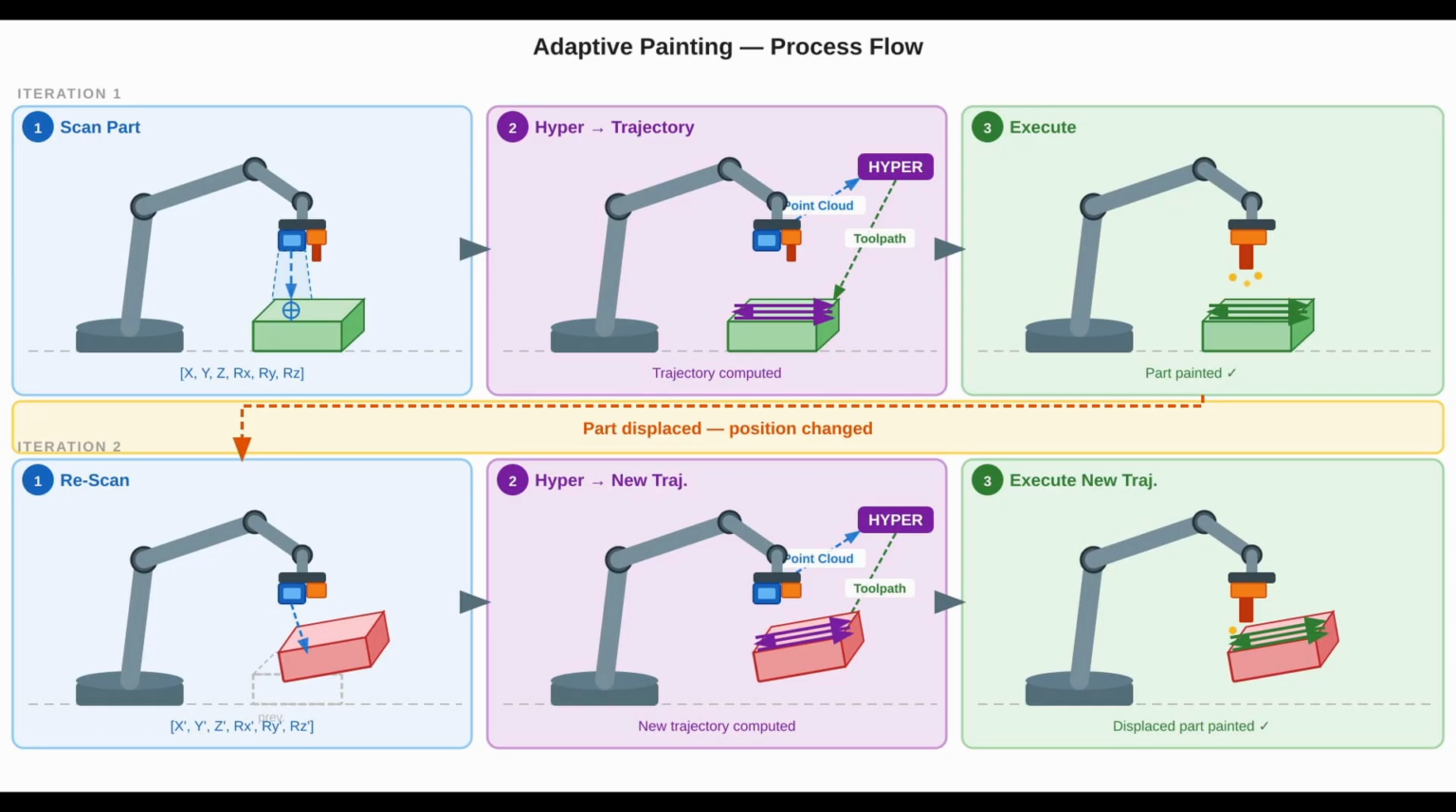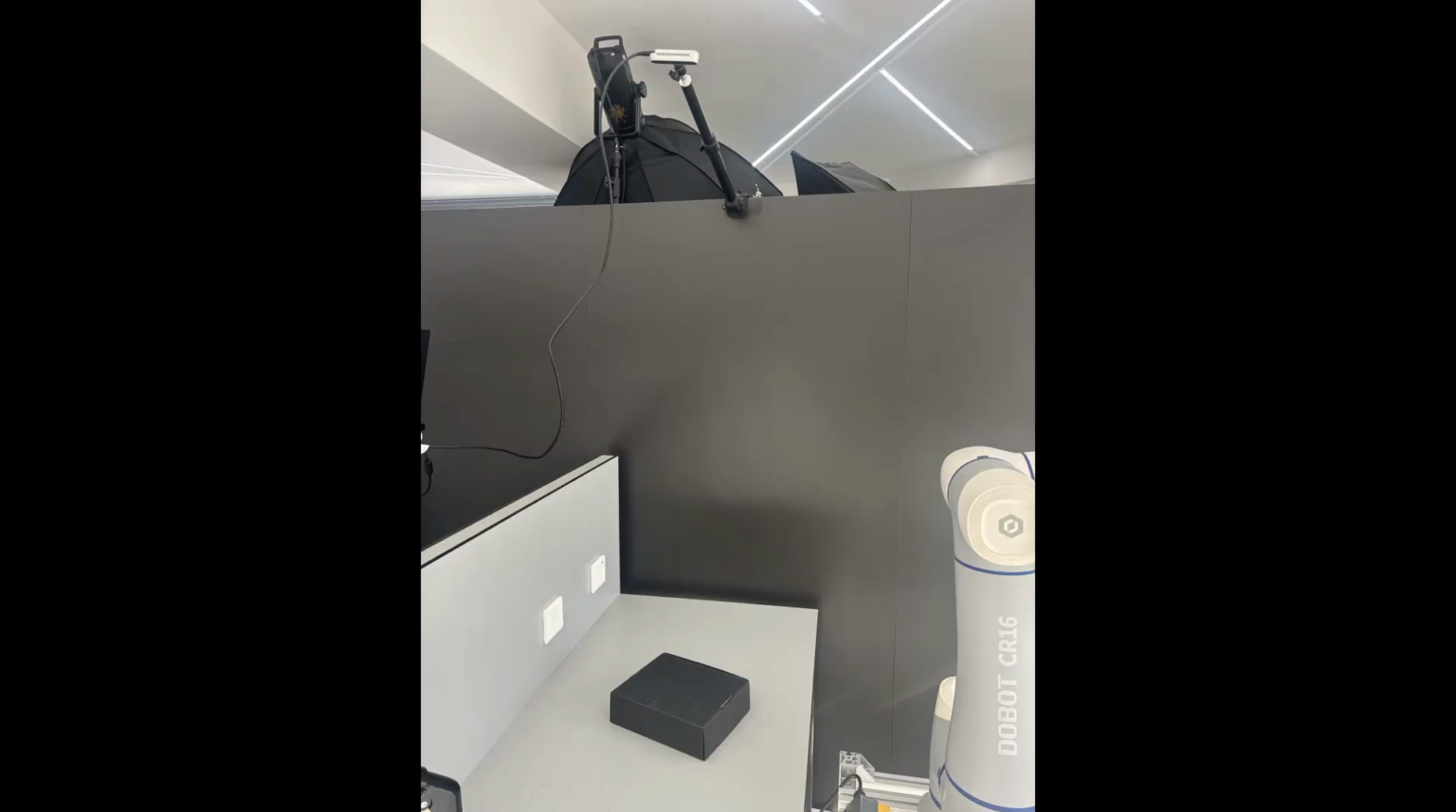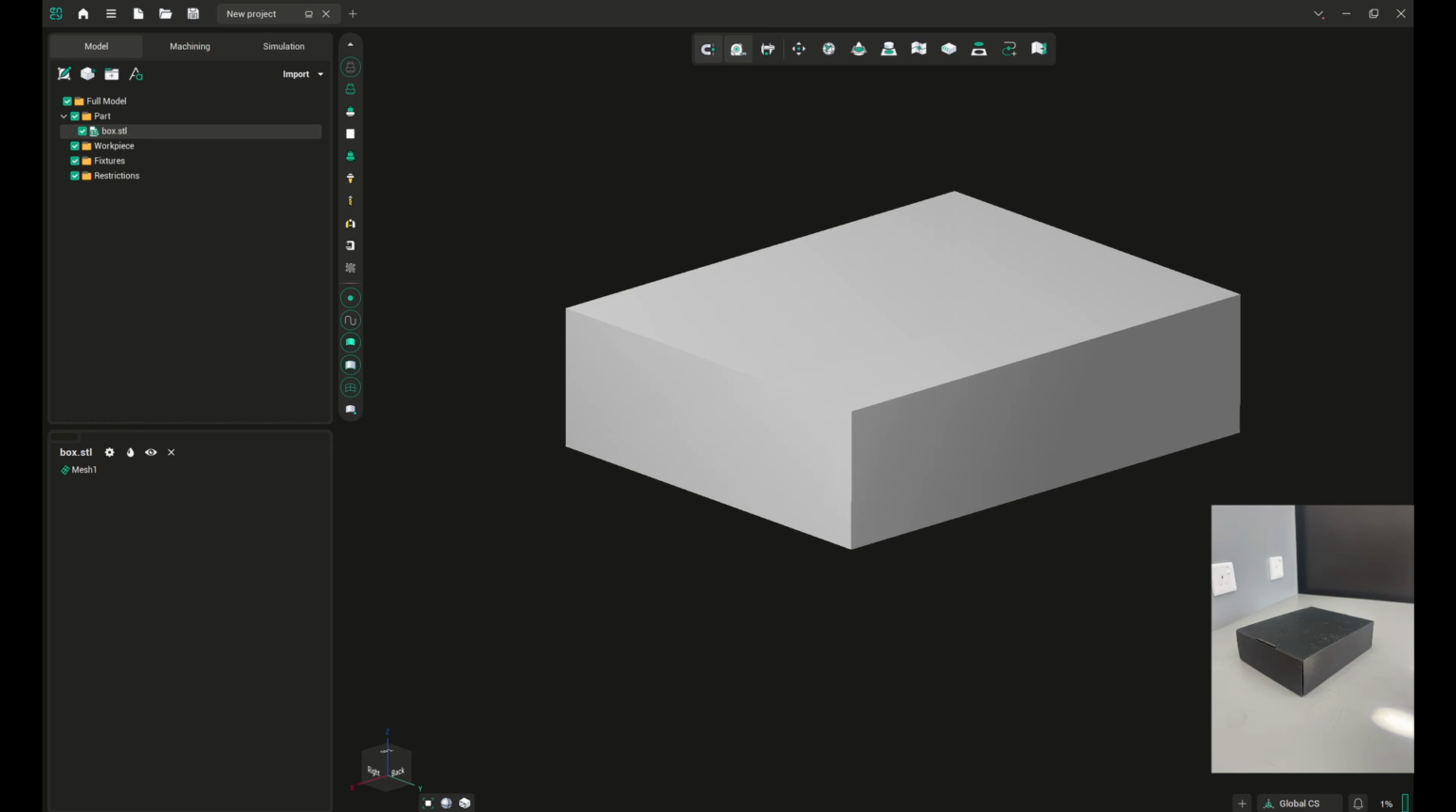The project's principle is simple. The scanner scans the part, Hyper calculates the trajectory, the scanner sends the robot to execute, the operator changes the part's position, and Hyper recalculates. The scanner is positioned above us, and the part is just a test box.